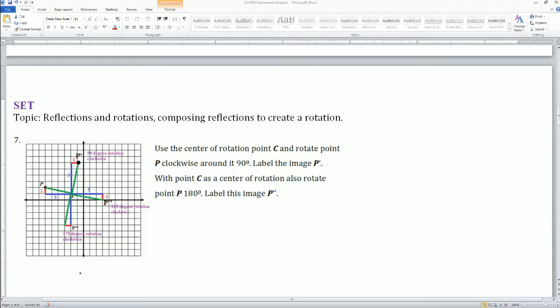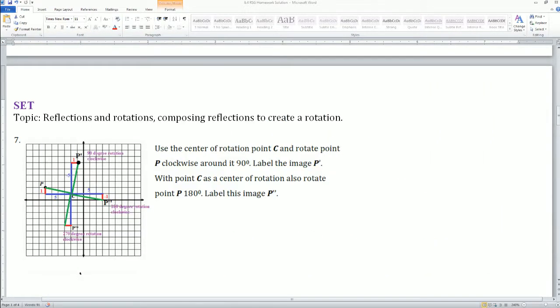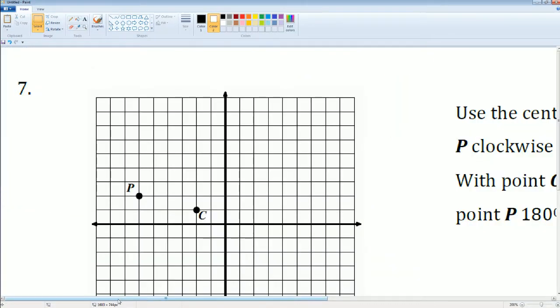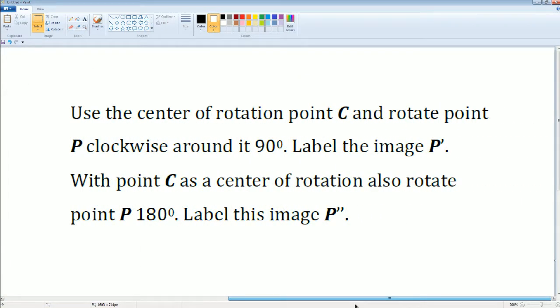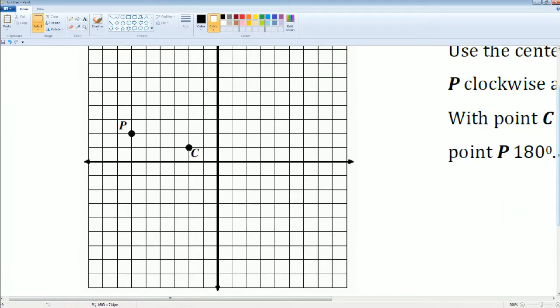Give me a second while I set up Paint for you. I have to set up the Paint and we'll work on the problem. All right. Okay, so I have Paint up here so you could see me do the problem in full. First of all, I'm going to rotate P 90 degrees about the point C. All right, let's do that.